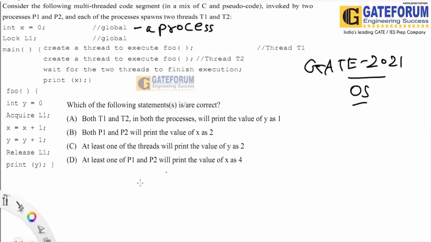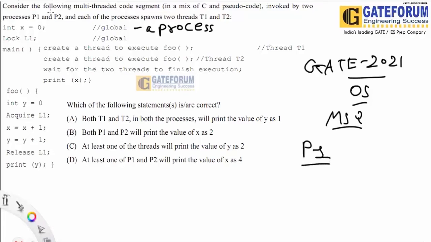So this is the concept we are trying to do, and these are the options we are given. This question is basically an MSQ question. So let's try to understand how it will work. Let's take a process P1, and first discuss the process P1.